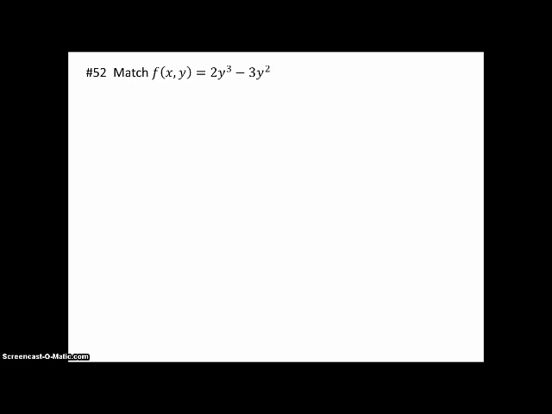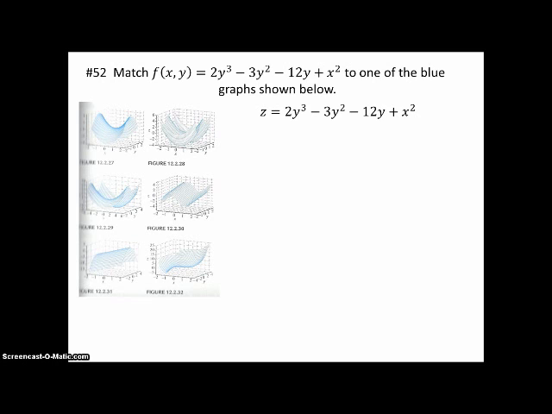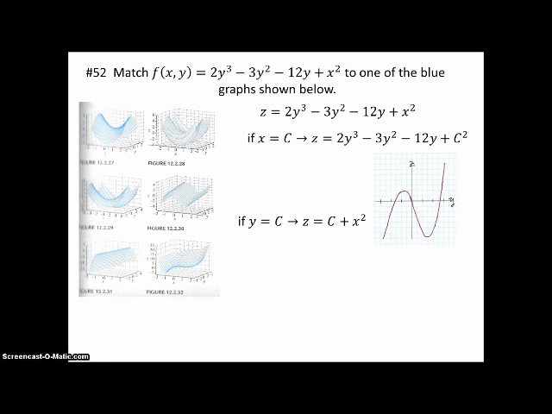Number 52, match the function in x and y equaling this expression to one of the blue graphs shown below. And here are the same graphs again. Okay, so we have z equal to this expression in y and x. If we hold x steady and look at the function in just z and y, we get a cubic function. So that's what a cubic function looks like. On the other hand, if we hold y steady as a single number, then in the xz plane we get z equals c plus x squared, and those would be parabolas.